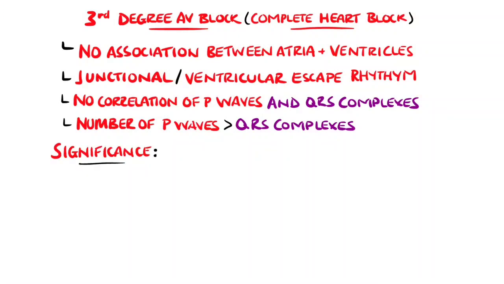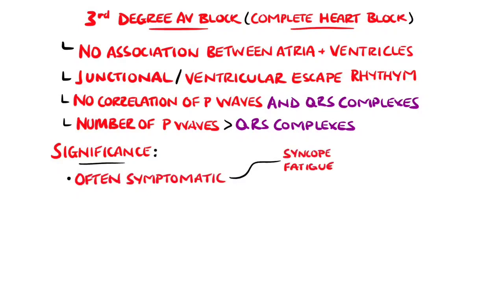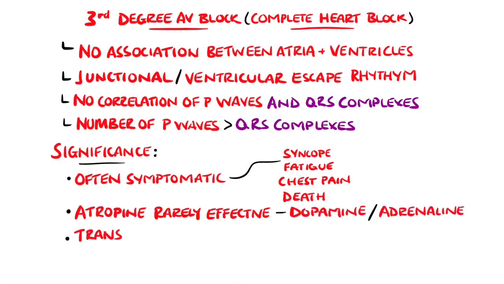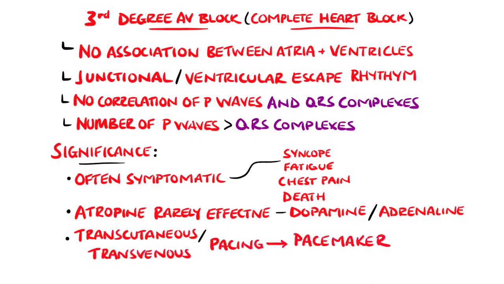Patients are often symptomatic with syncope, fatigue, chest pain, shortness of breath, and are at risk of sudden cardiac death. Treatment can involve atropine, however it is rarely effective, and dopamine and adrenaline are other medical options. However, transcutaneous pacing or transvenous pacing may be required before ultimately putting in a permanent pacemaker.